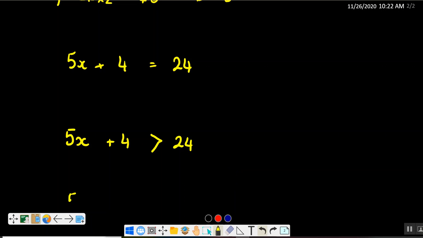Or we could do where 5x plus 4 is less than 24. By the way, thinking about yesterday's lesson, why would I be interested in inequalities? Because last lesson we were finding the break-even point, but if it's unequal, then we can't. This is like what would happen if we couldn't find the break-even point. It would be inequality.